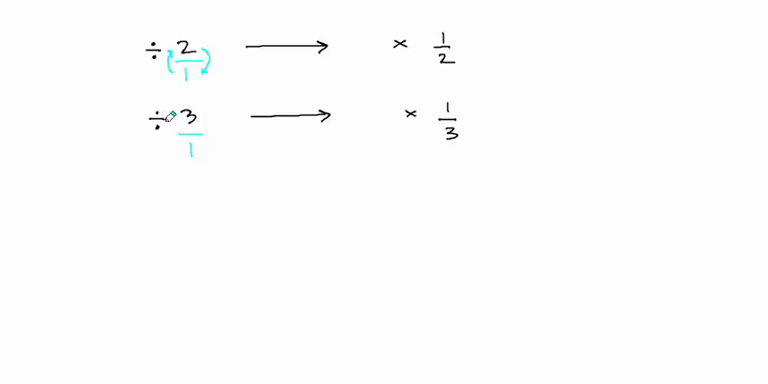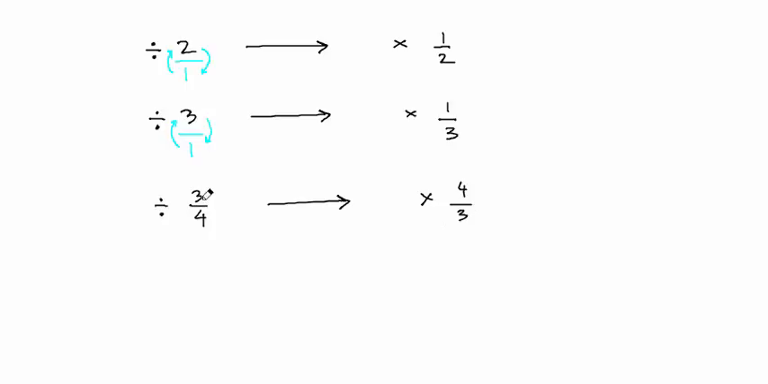Similarly, when you're dividing with 3/1, flip the 3 and the 1, bring the 1 on the top, 3 on the bottom, and change the division to a multiplication. And this can be extended for any fraction. So if you're dividing with, let's say, 3/4, it amounts to the same as multiplying with 4 on the top and 3 on the bottom.